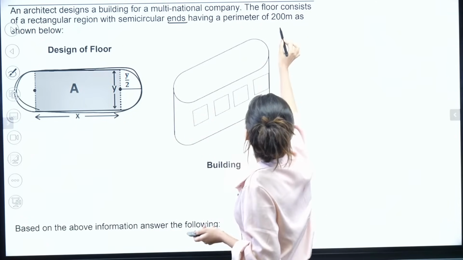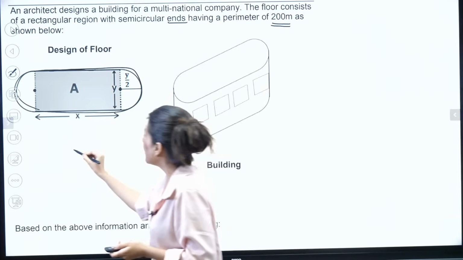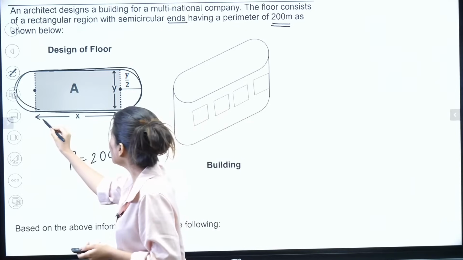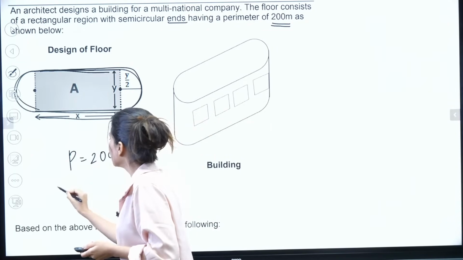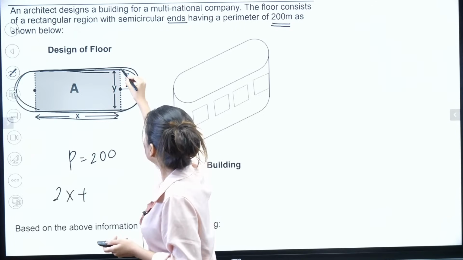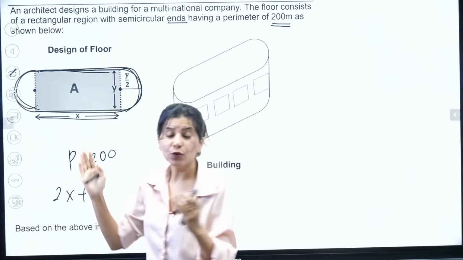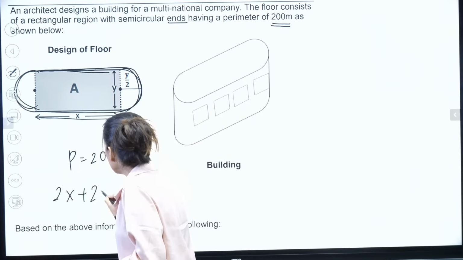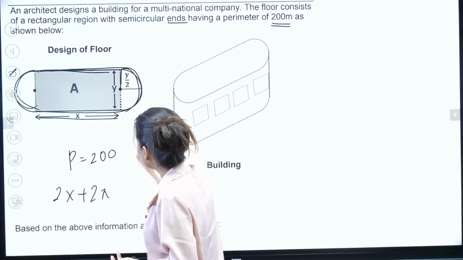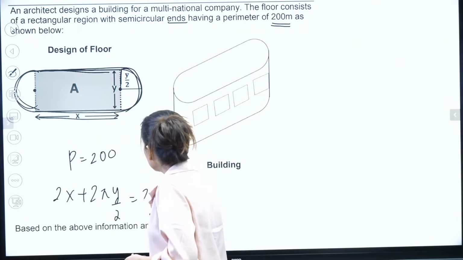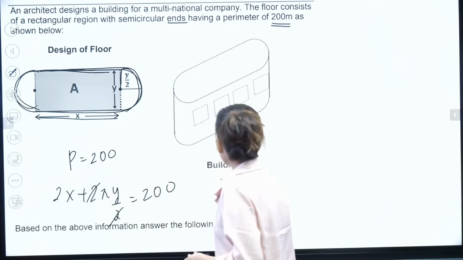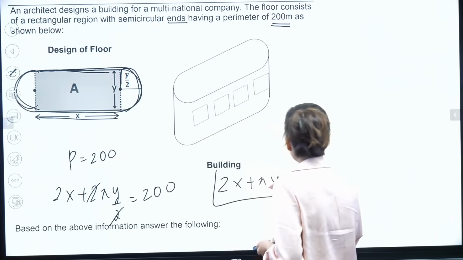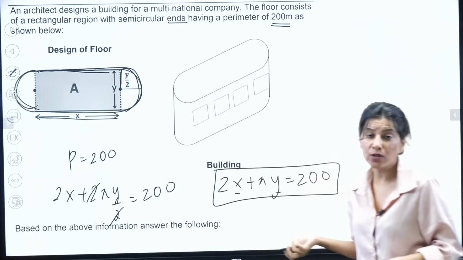And what they are saying is the perimeter is 200 meter. So the perimeter is given as 200 meter. Perimeter can I calculate? Perimeter will be x plus x, so 2x, plus this and this. That is 2 semicircles, which means 1 circle circumference. So 2 pi times the radius of the circle, which is y by 2. And that will be equal to 200. So this is 2x plus pi y equals 200. This is my equation, the relation between x and y.